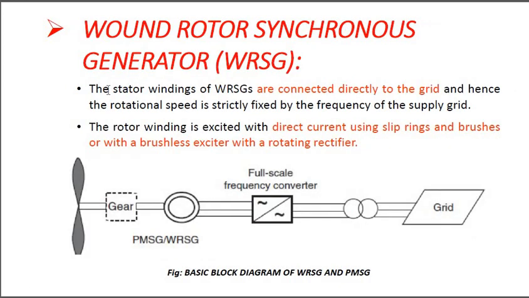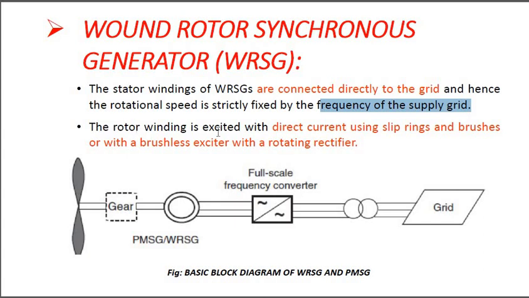Now the wound rotor synchronous generator, and its short form is WRSG. The stator windings of the WRSGs are connected directly to the grid, and hence the rotational speed is strictly fixed by the frequency of the supply grid. So by using the frequency of the supply grid, we have to maintain our constant speed, which is the synchronous speed. Ns is equal to 120 f by p, where f is the frequency of the supply grid and p is the number of pole pairs.